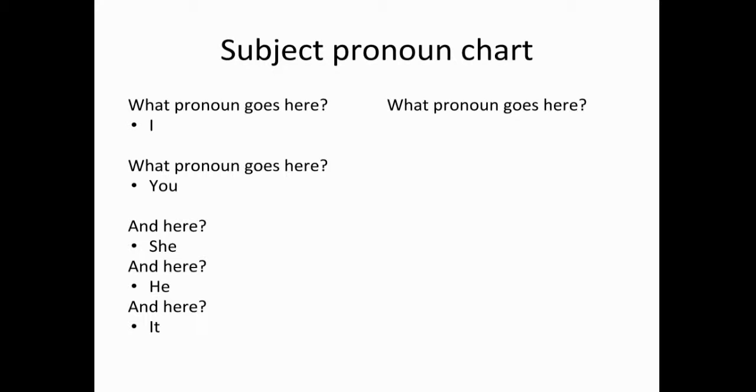Good. What pronoun goes here? Remember, this is still first person, but instead of being singular, it's going to be plural. Right, we, somebody else and myself. How about here if I'm talking to a group of students? Right, again, you, or we'd say you guys, y'all. And here, if I'm talking about a group of people, or if I'm talking about a group of things, they.